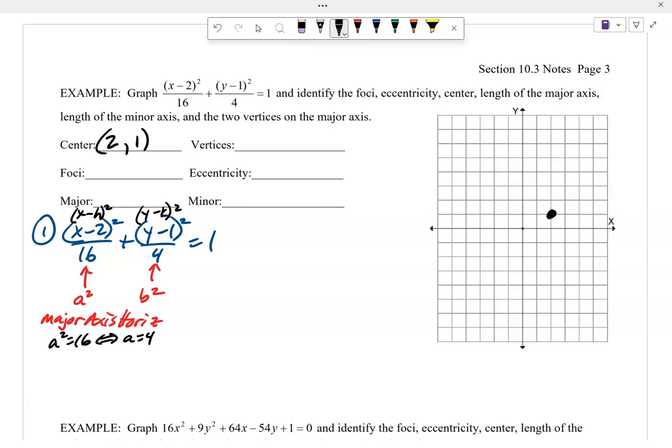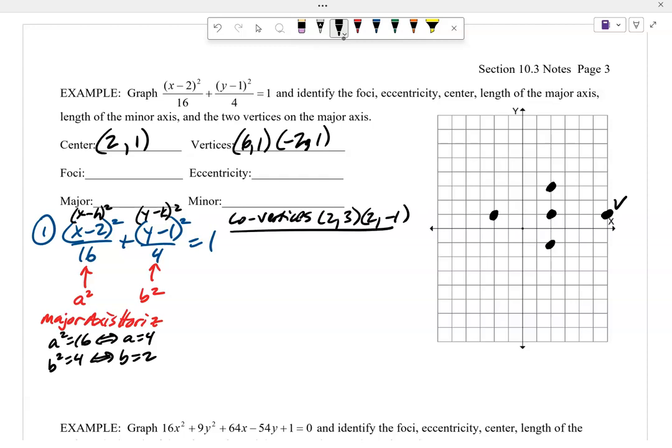So from there, I'm going to go right 1, 2, 3, 4. There's one of my vertices. I'm going to go left 1, 2, 3, 4 because I know my major axis is horizontal. I also know b squared is 4, so b is 2. So I'm going to go up 2 and down 2. And so my vertices are at 2 plus 4, so 6, 1. And then my other vertex would be 2 minus 4, or negative 2, 1. My co-vertices would then be at 2, 3, and 2, negative 1, if you want to write your co-vertices.